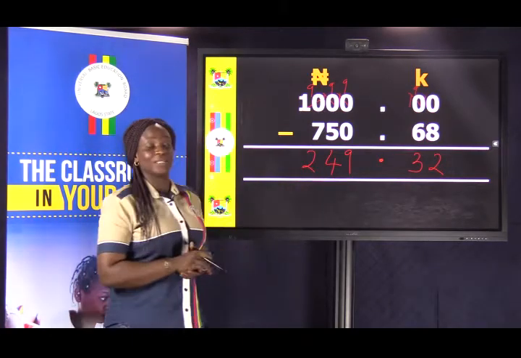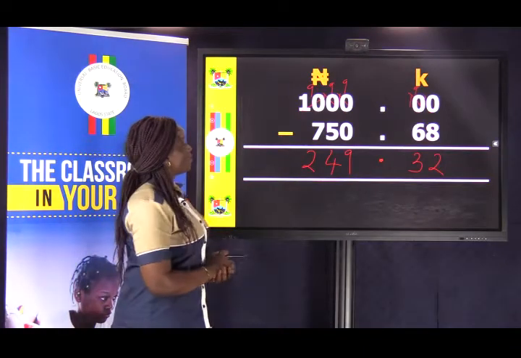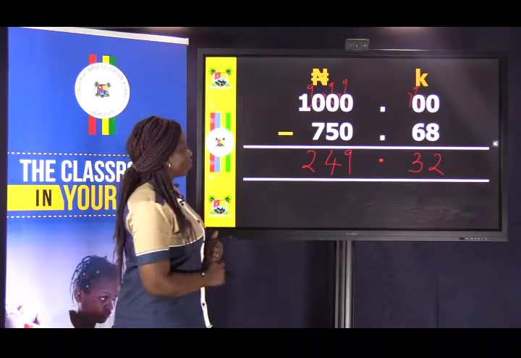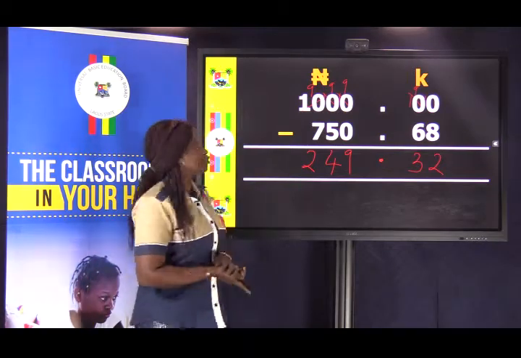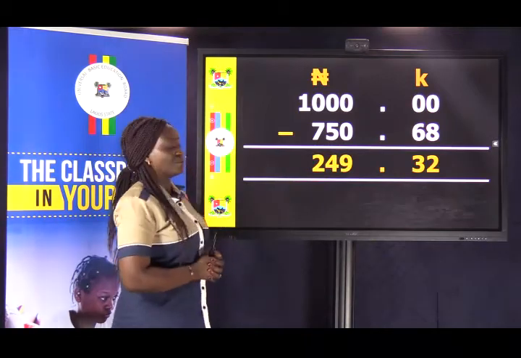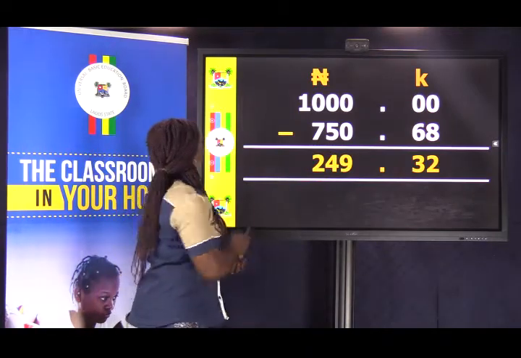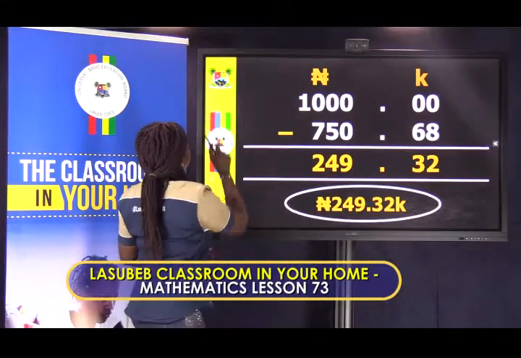So how much change will I get if I pay 1,000 naira to buy a radio of 750 naira 68 kobo? I'll be getting 249 naira 32 kobo. Let's see if we are correct. Yes, 249 naira 32 kobo is our final answer. And that is my change.